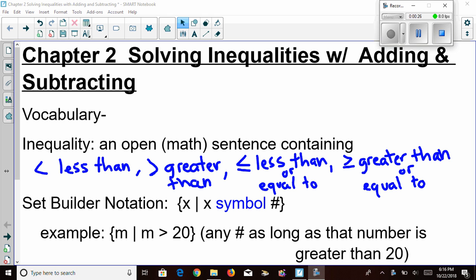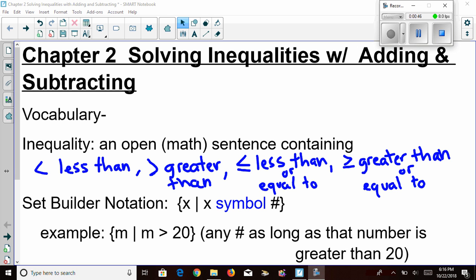Inequality. An inequality is an open math sentence containing less than, greater than, less than or equal to, greater than or equal to. These four symbols are going to be used in place of an equal sign.